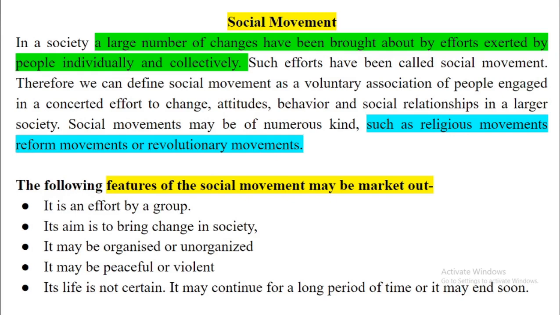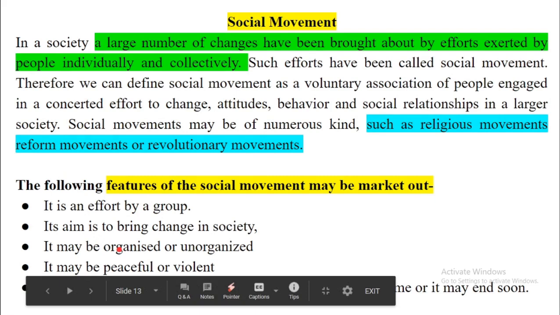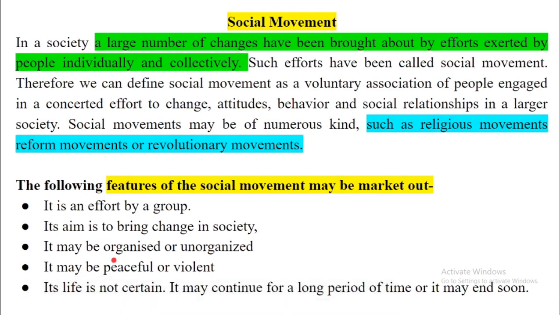Now the following features, that means characteristics of social movement, may be made out. First characteristic, it is an effort by a group. Its aim is to bring change in the society. It may be organized or unorganized. It may be peaceful or violent, but in social action, violence is not recommended. But in social movement, it sometimes may be peaceful or may be violent.